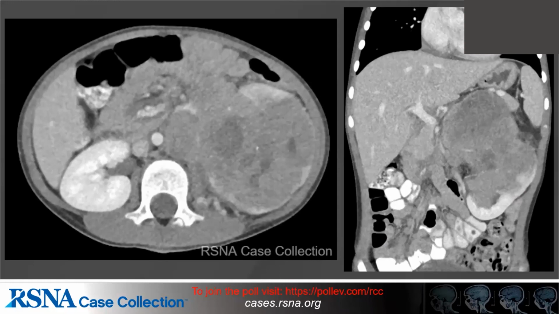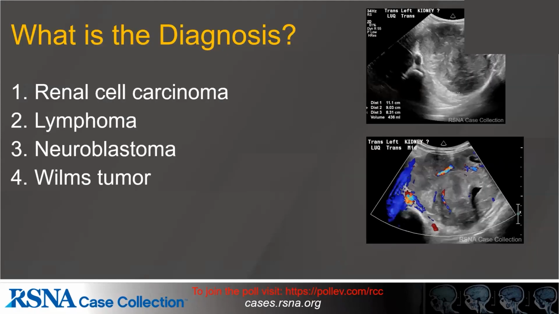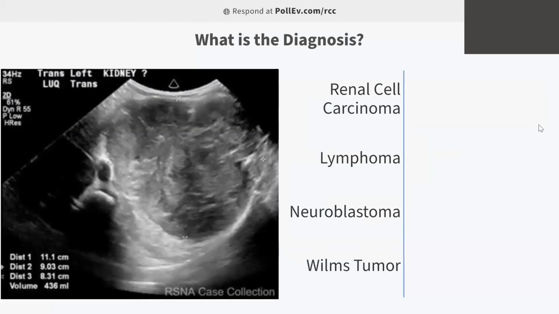You have an axial image on the left and the coronal image on the right. And again, I want to draw your attention to the relationship of the mass to the kidney itself. Spend a few seconds here. So what is the diagnosis? Four options. First one, renal cell carcinoma, lymphoma, neuroblastoma, and Wilms tumor. If you want to start voting.